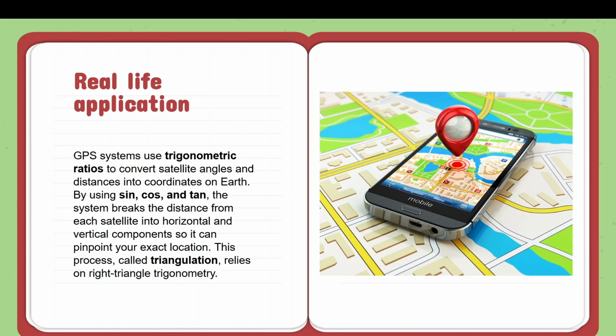Really important. If you're driving to work or walking or going to school, you need GPS so you would know where you're going, right? So every time you're using GPS, just know it's using trigonometry, trig ratios, to find where you are and where you're going.